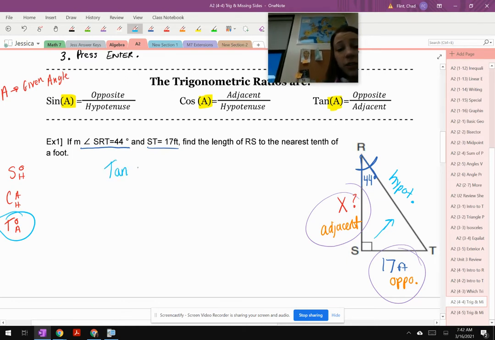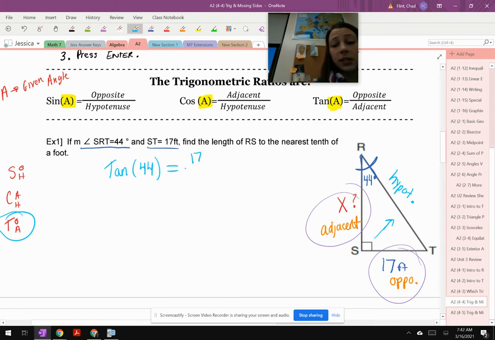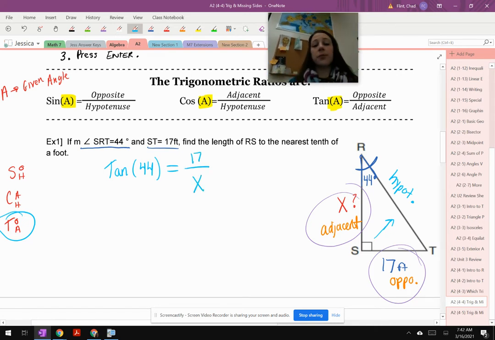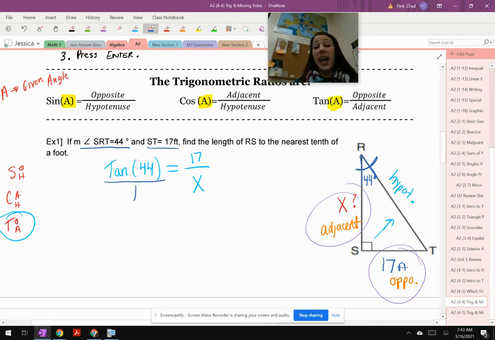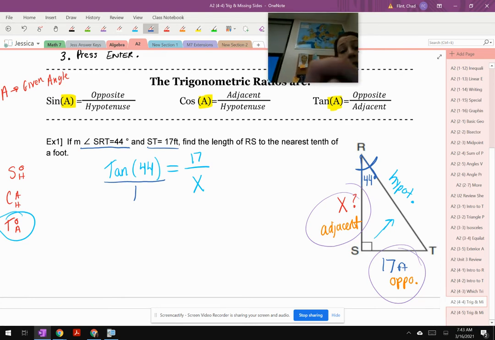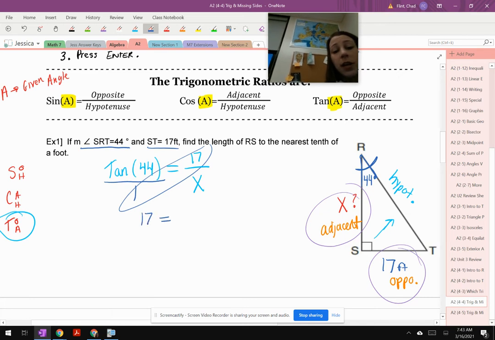We have the tangent of 44, because again, that's the angle that they're giving me, is equal to opposite over adjacent. Opposite is 17, and adjacent is X. Okay, so now we're going to do some cross multiplying here. We're going to turn this into a fraction like we can everything, like we can plain old numbers, by just putting it over 1. And now I'm going to do some cross multiplying. 17 times 1 is 17. And the tangent of 44 is just equal to X.